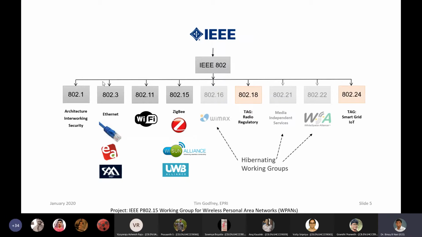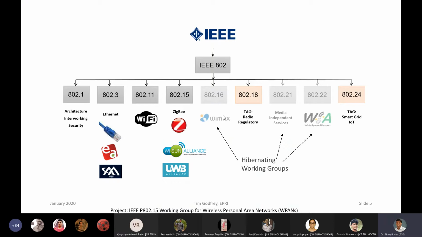Anyway, so you have all the different standards which are being used. You are very familiar with the 802.11 standard. The Ethernet standard is 802.3, and most of what we are seeing now is 802.15. That is where most of the Zigbee consortium, the Wi-SUN Alliance and the UWB Alliance are the groups pushing for standardization of 802.15.